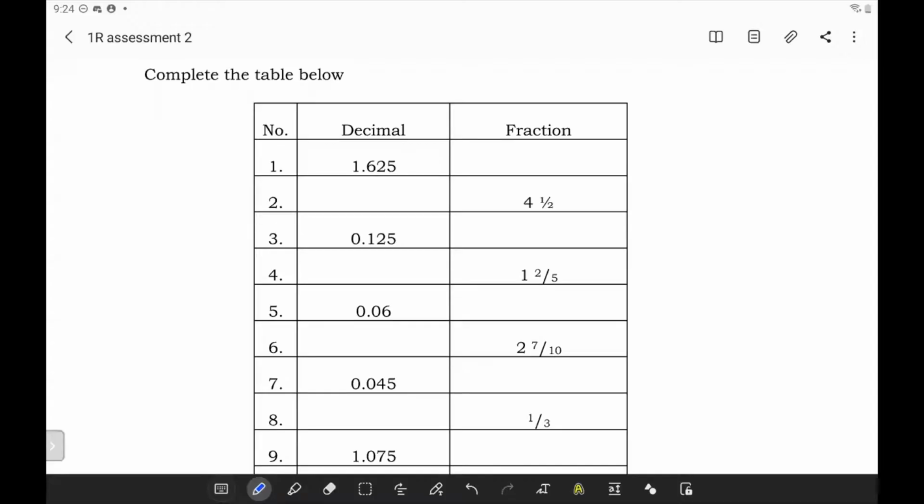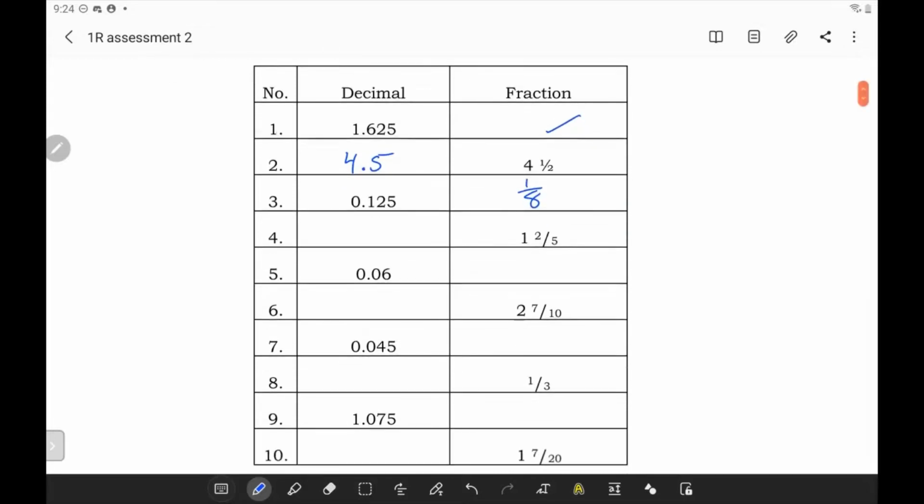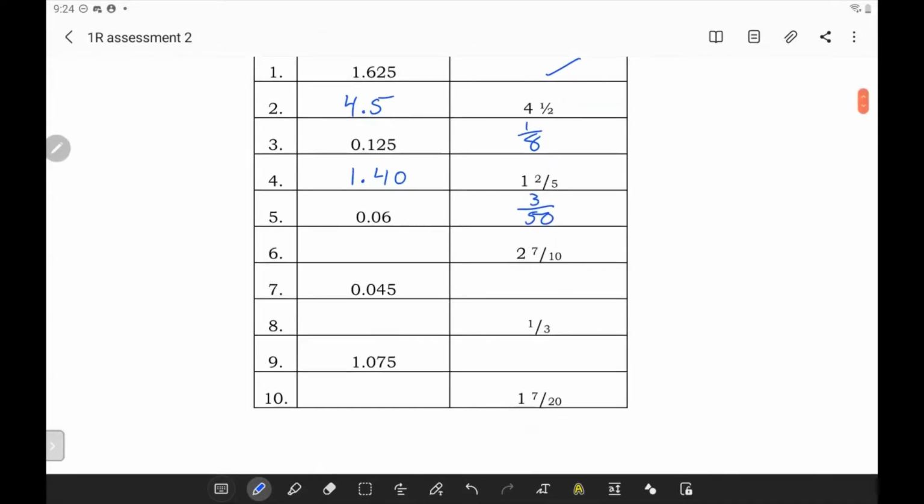All right, so let's do number 2. So number 2 is 4.5. This one is 1/8. All right, so I'll leave some out for you all to do. So you all will do this one. All right, 1 2/5. It is 1.4. 6, that's 0.06. That's like 6 over 100, which is like 3 over 50, and so on. You all can finish this one. I don't want to make the video too long.